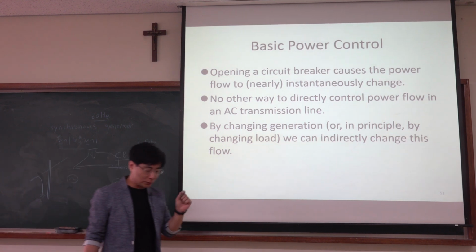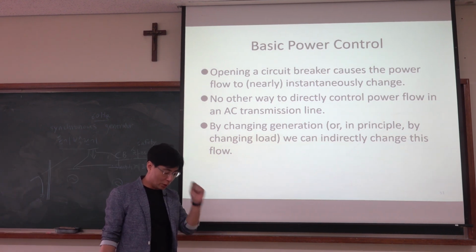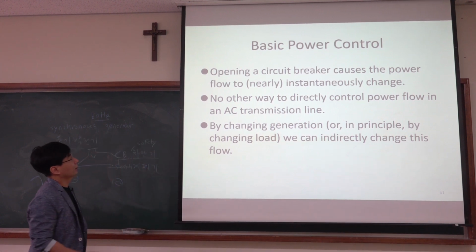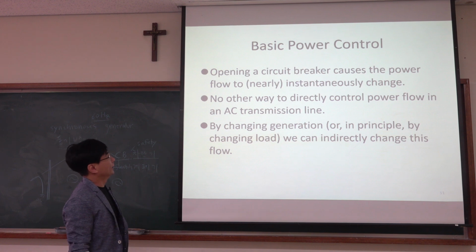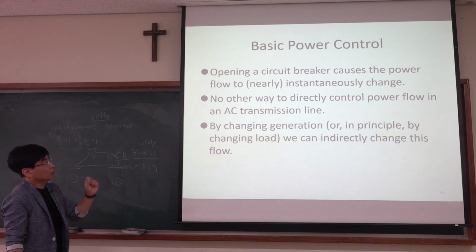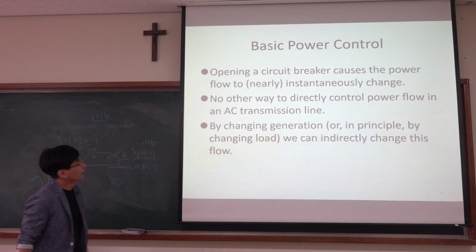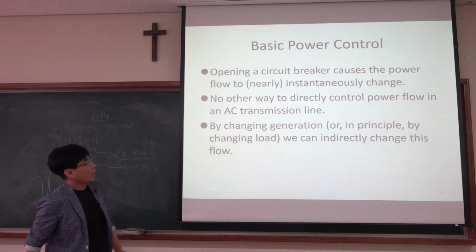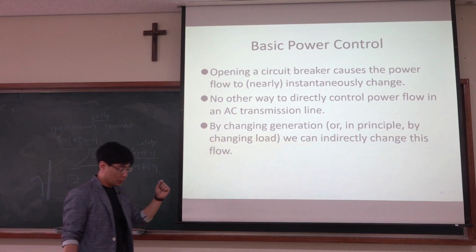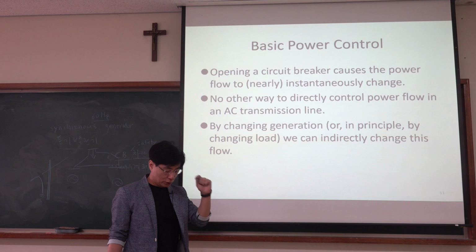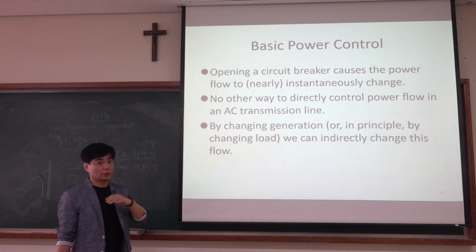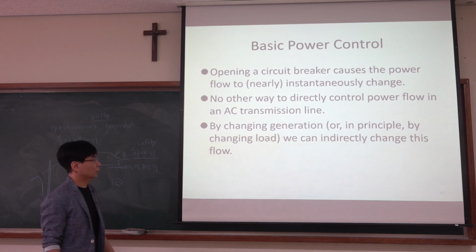One type of power system control is to open the circuit using a circuit breaker. Opening a circuit breaker causes the power flow to instantaneously change, and there is no other way to directly control power flow in an AC transmission line. So to control the power flow, we need to change the amount of generation or the amount of load. Typically, we change the amount of generation.